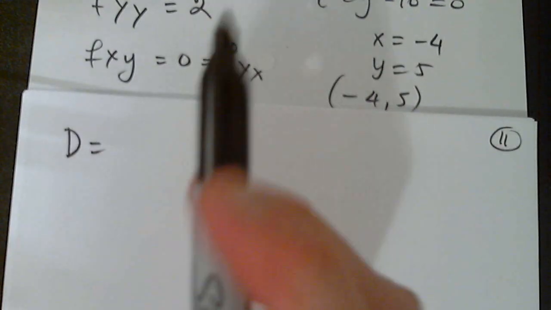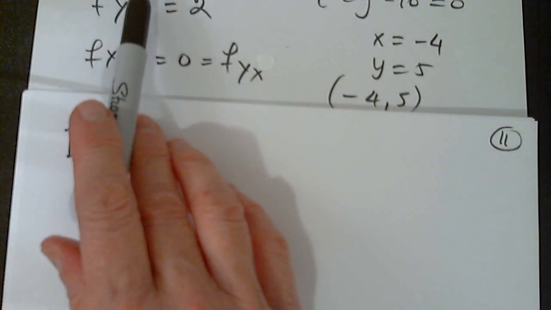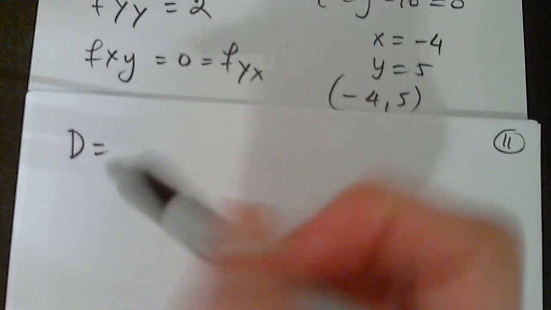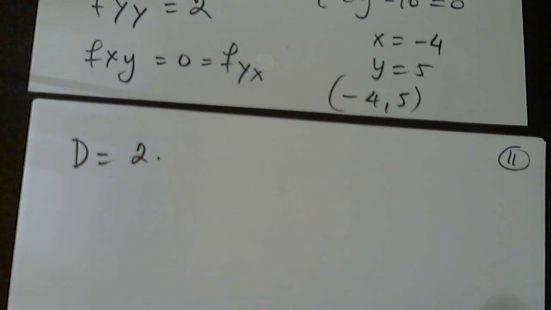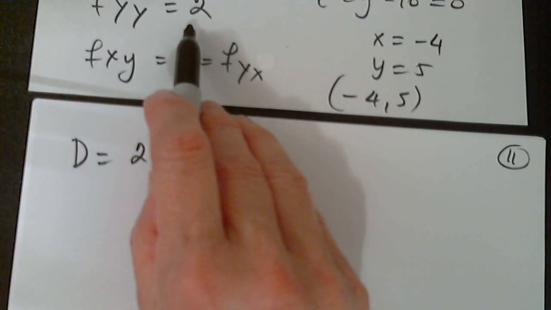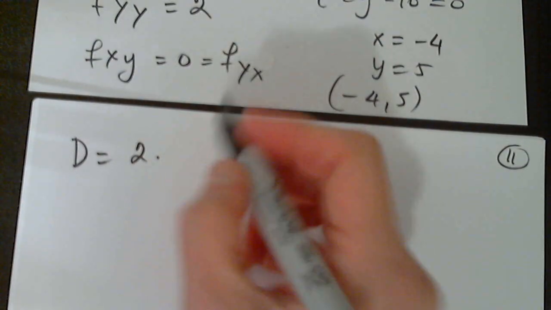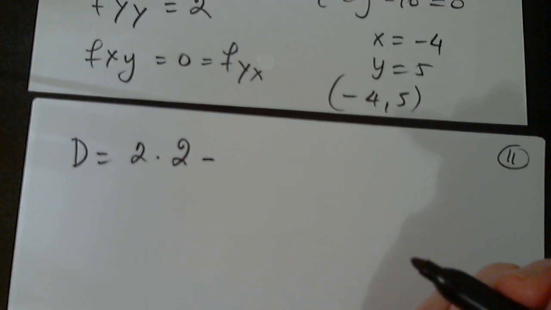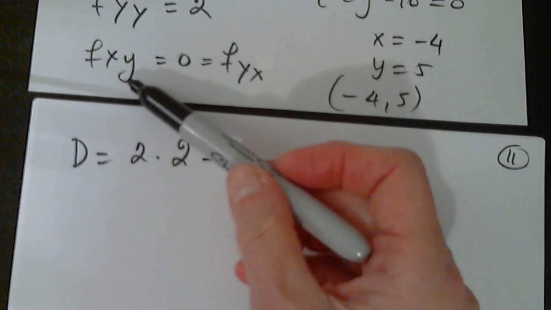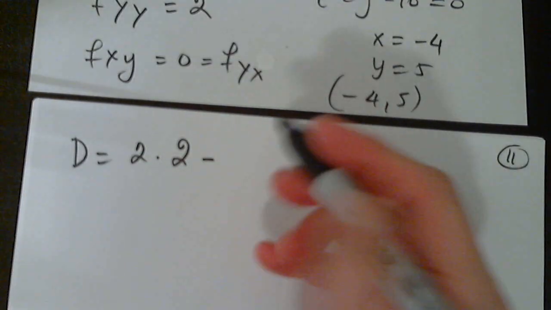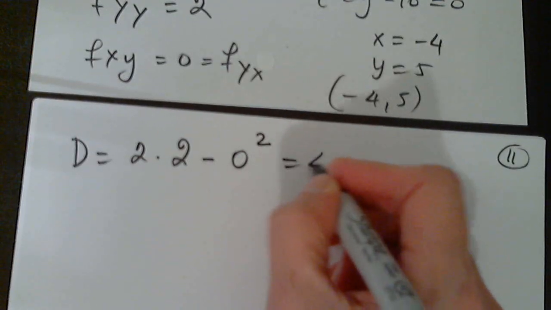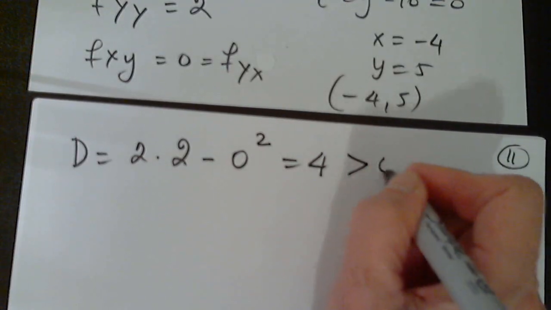D will be fxx evaluated at this point, but it's just 2. Fyy evaluated at this point, but it's just 2. Minus fxy evaluated at this point, but it's 0. And squared, so this is 4. So this is a positive number.